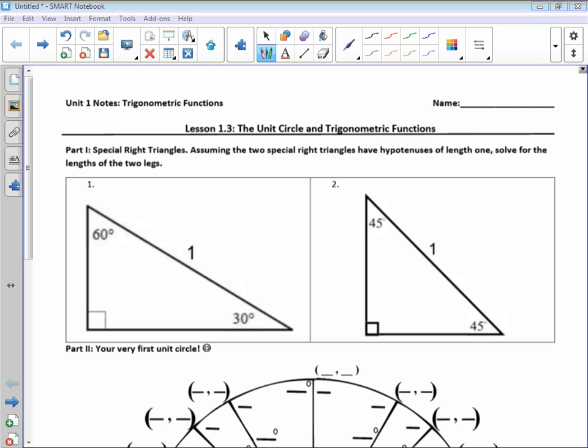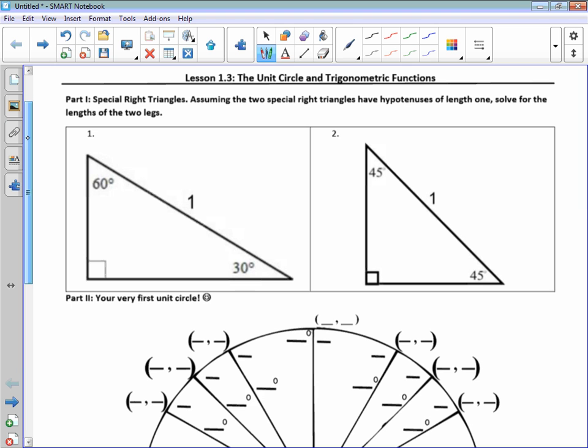So you've got a 30, 60, 90 triangle here. Your hypotenuse is 1. What does that make your short leg? 1/2, exactly. Okay. And then what does that make your long leg? √3/2, okay. All right.